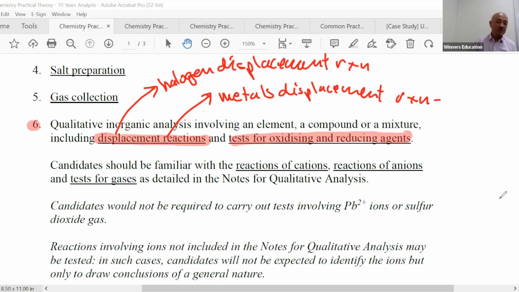So I want to make sure that before I walk into the exam, the lab itself, I am very clear. Okay, I know this pretty well. I know what's happening. And what else? You need to know, obviously, your QA, your test for cation, anion, and gases. This is collectively known as what is stated here. Notes for QA. Later we'll go into a bit more. I just want to go broad base first.